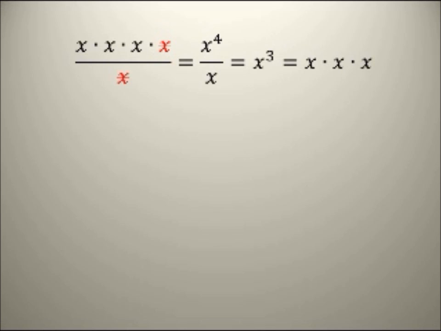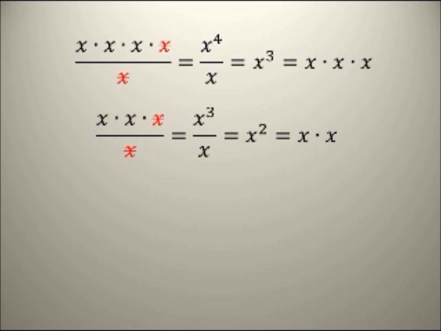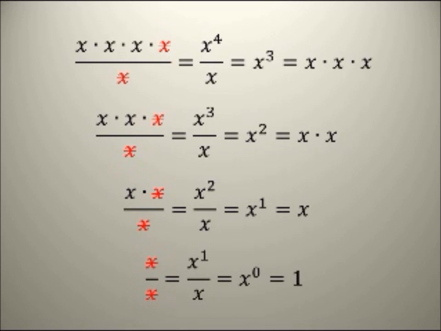And when we do that, we're left with 3 x's multiplied together, which again from indices laws we know is x cubed. We do the same thing to x cubed. We divide by x, we're left with 2 x's multiplied together, that's x squared. Again, x squared divided by x, x's cancel, we're left with just 1x, which is x to the power 1. Now, here's where x to the power 0 comes in. We divide by x again, and anything divided by itself is just 1. So x to the power 1, or just x, divided by x equals 1. And we say that this is x to the power 0.